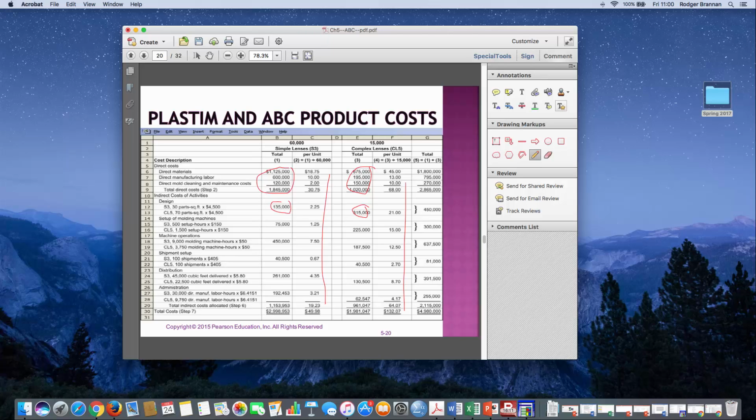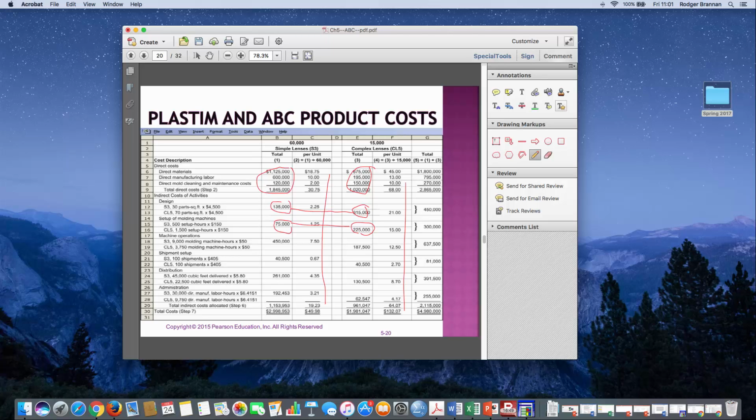They had 500 setup hours, so take that times $150. They have 1,500 setup hours under the complex, okay? And notice what's happening. The whole point of activity-based costing is this right here. You can see between these two that each product is consuming an element of overhead differently. For example, the design: it would be natural that a complex product would be taking more design cost than a simple one. Probably to set up for a more complex product would require more setup time. So a lot of these are just sort of common sense too.